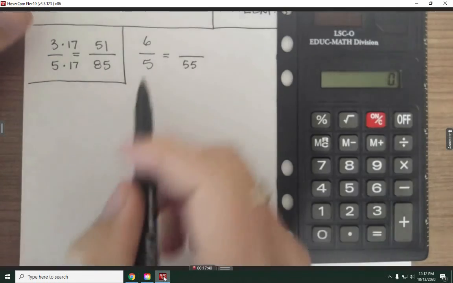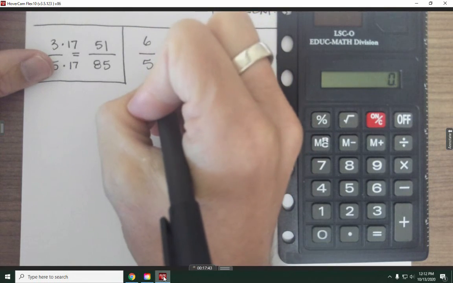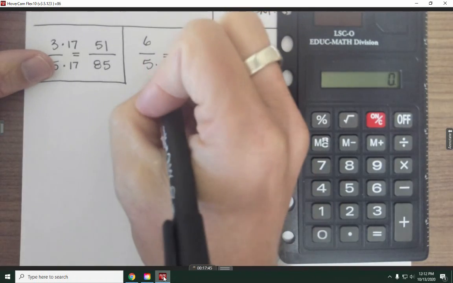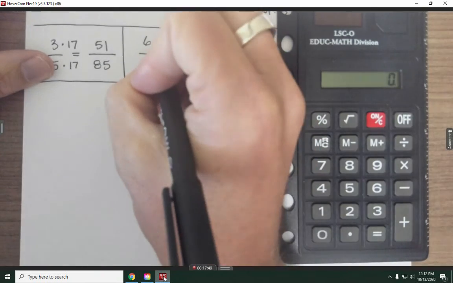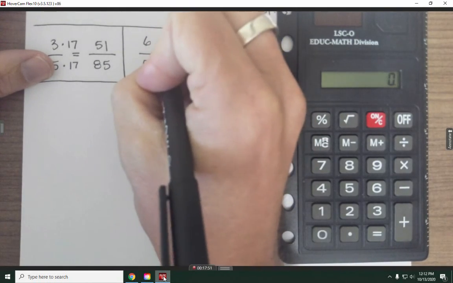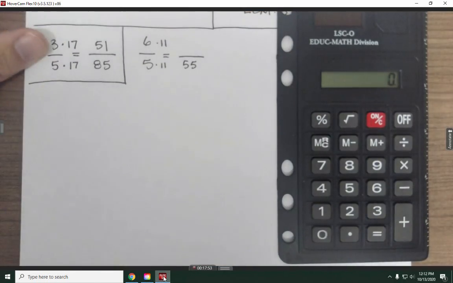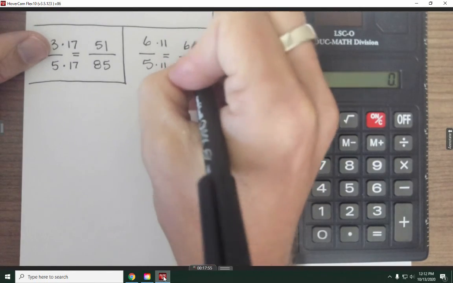Doing the same thing on this one, we're thinking, what did we multiply 5 by to get to 55? Somebody might go, oh, that's easy, that's 11. So that's what we're going to multiply our numerator by. So 6 times 11 is 60.